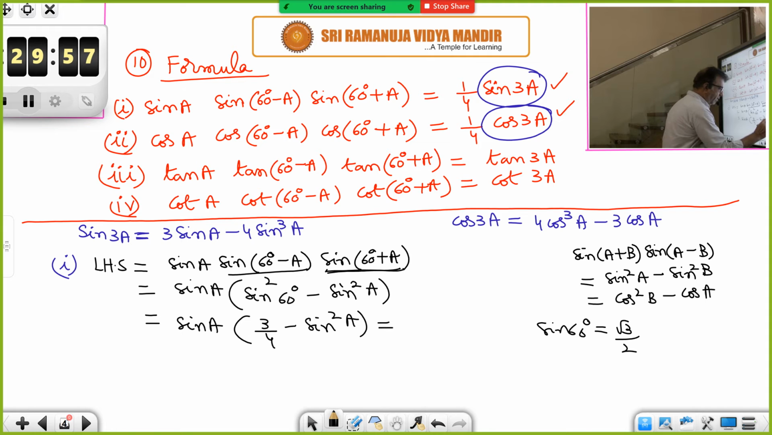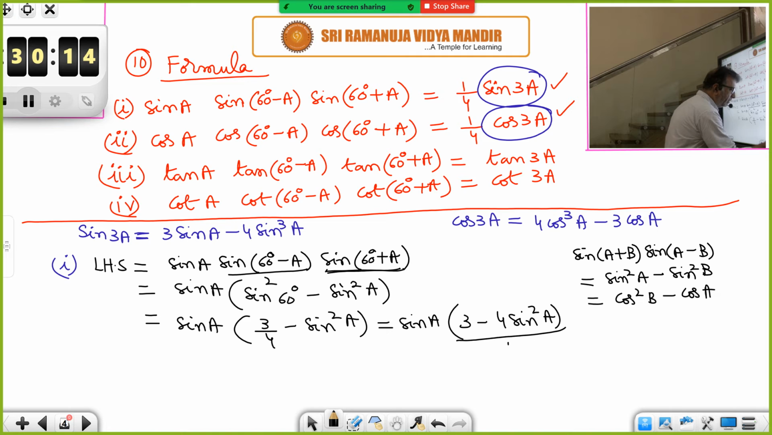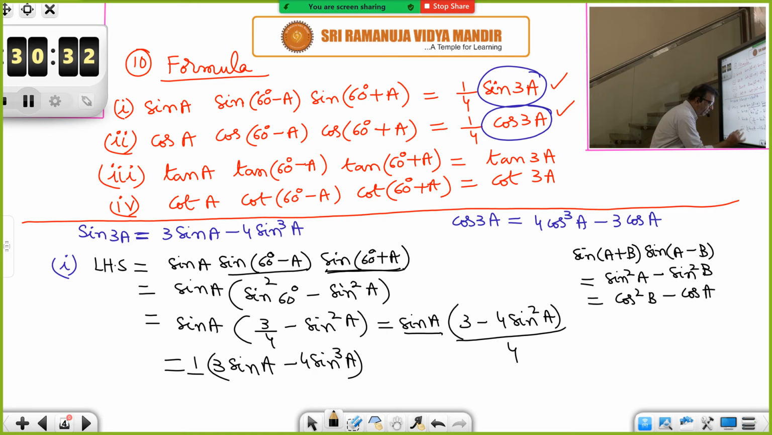So we'll go forward. Outside sin A. Inside, 3 by 4 minus sin square A, we will take LCM. 3 minus 4 sin square A, whole by 4. Now this sin A goes inside the bracket. Now it is 3 sin A minus 4 sin cube A, whole divided by 4. That is 1 by 4.